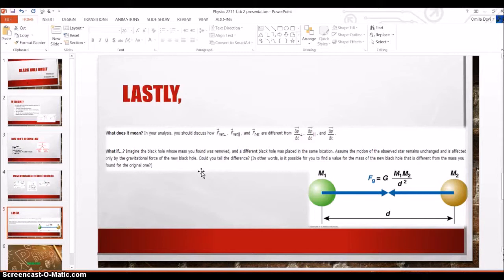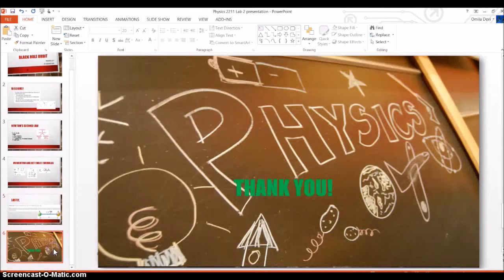Also, in this lab, if the black hole was replaced by a new black hole and the star's observed motion remained the same, it would appear identical, and we would conclude that the black hole had the same mass through Newton's law of universal gravitation. So, in conclusion, by observing these key applications of Newton's second law and how it works with the momentum and the law of universal gravitation, this lab was carried out successfully with the analysis of a star's orbit around a black hole. Thank you.